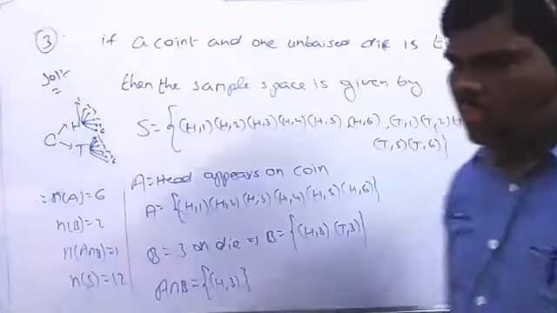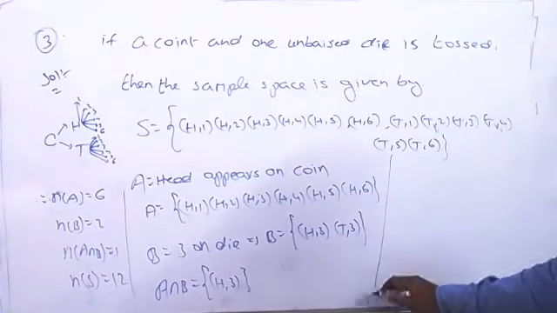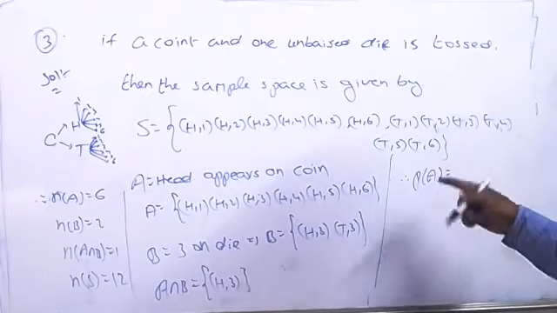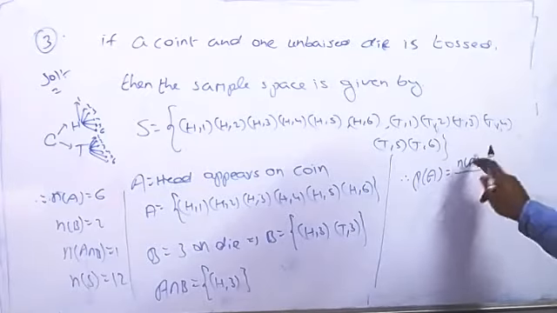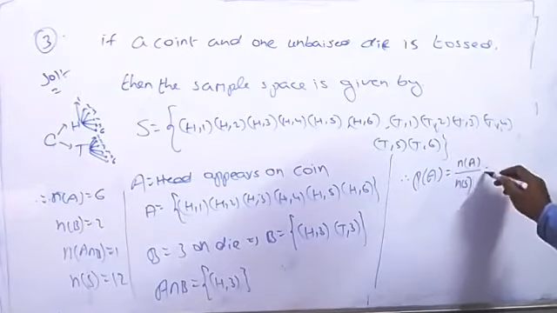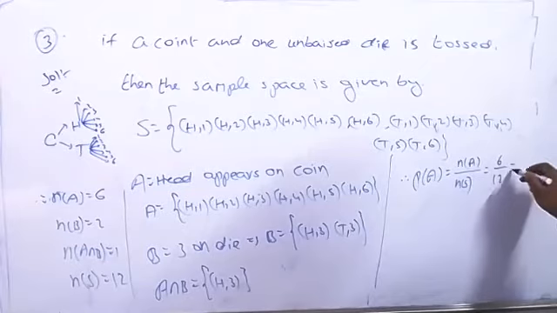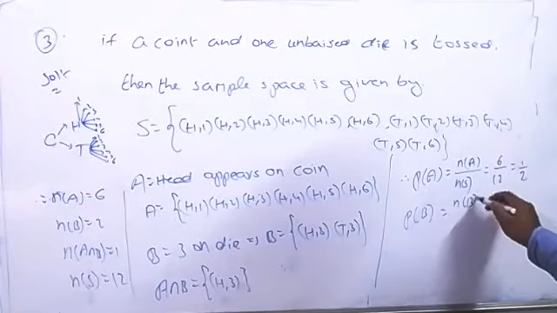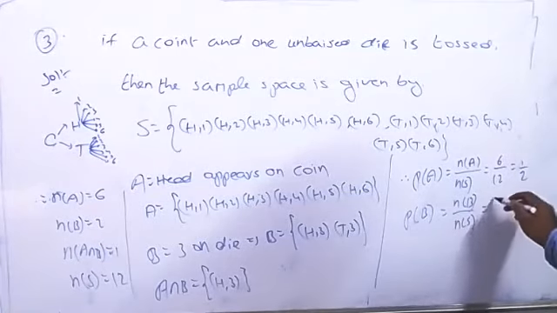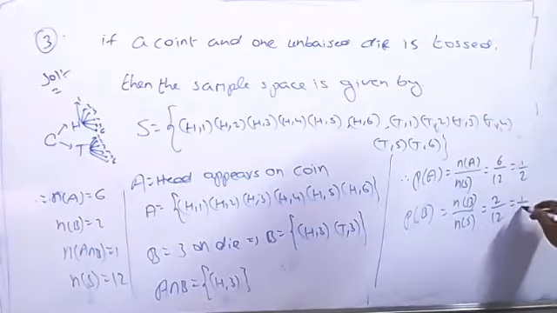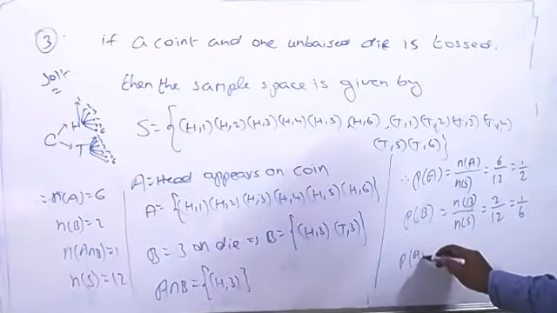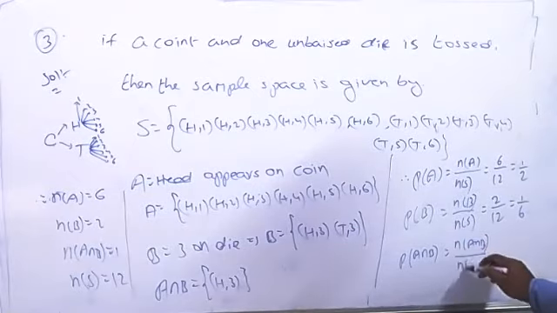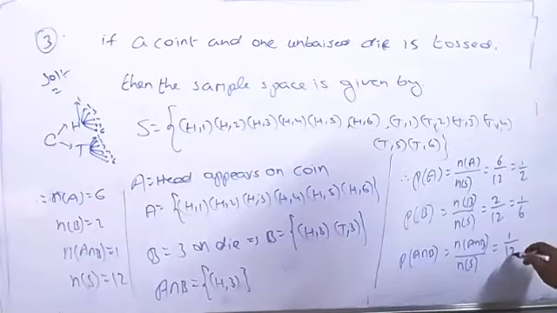Now you can cross check whether they are independent or not. Probability of A equals n of A by n of S. We know the formula. N of A equal to 6 by 12 equals 1 by 2. The same, probability of B equals n of B by n of S, which is 2 by 12 equals 1 by 6. Now probability of A intersection B is equal to n of A intersection B by n of S, which is clearly 1 by 12.